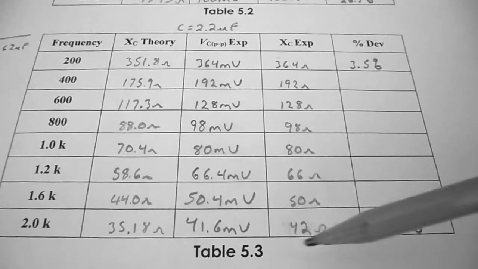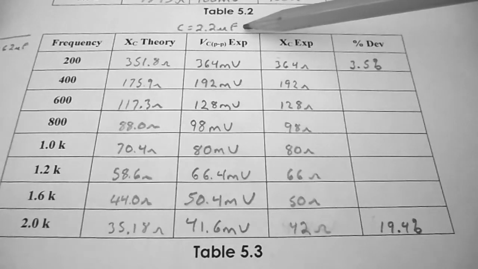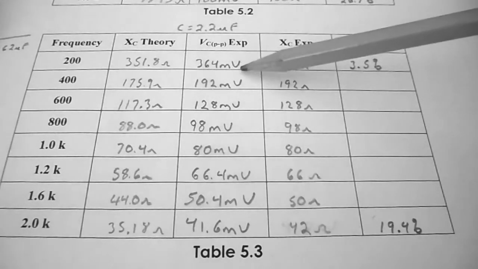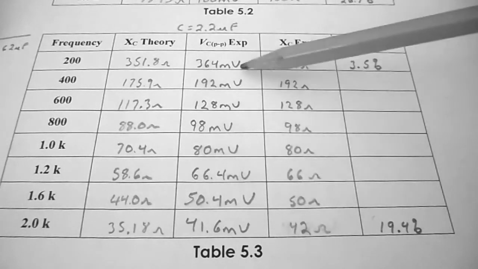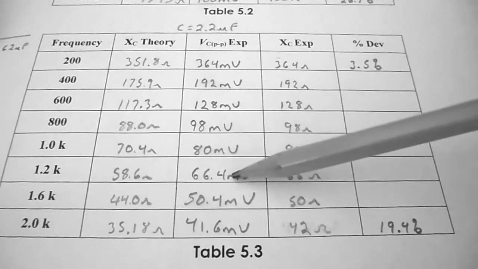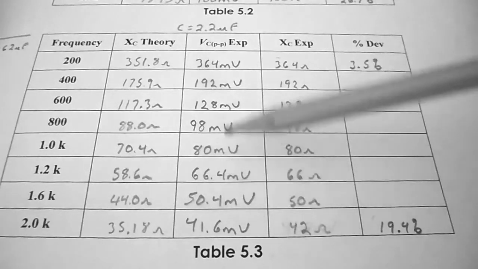So I wanted to show you my results for table 5.3. This is with the capacitor at 2.2 microfarads. I've taken all my voltage readings across the capacitor, and you can see as the frequency increased, the amount of voltage drop on the capacitor decreased. So that was the trend we were looking for.